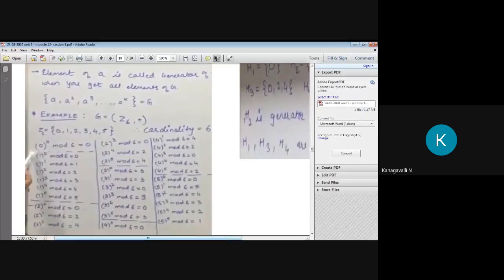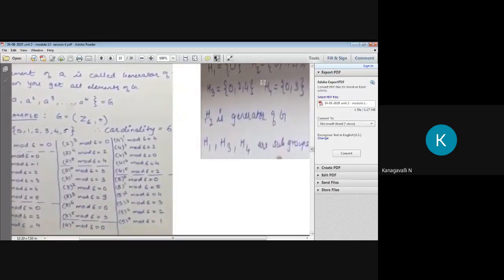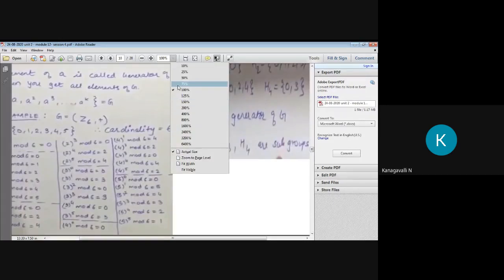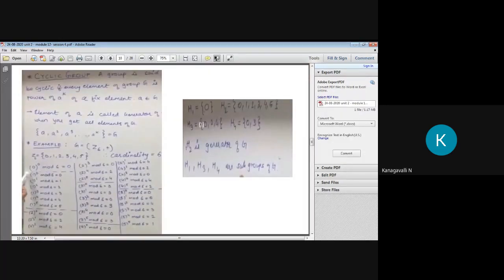Then you can rewrite your generator. See here how we are writing our generator. Up to this, you need to write, right? It is a 4 mark question. Sometimes they are asking 6 marks also. So, what is the H1? H1 is, see the underline. I have just underlined each and every iteration, right?